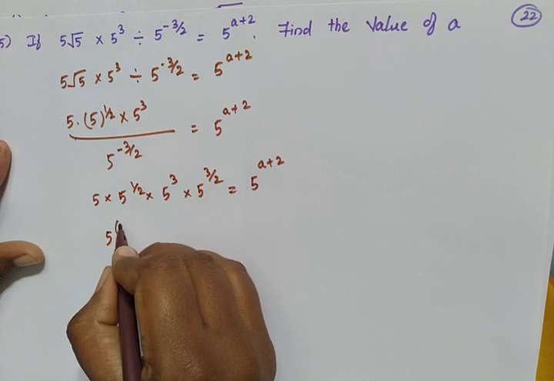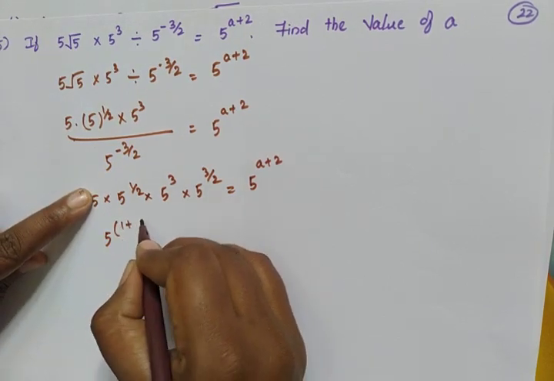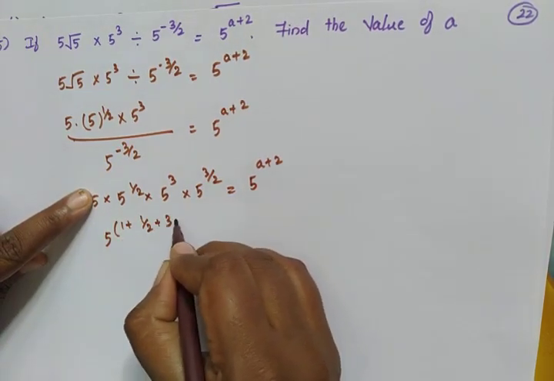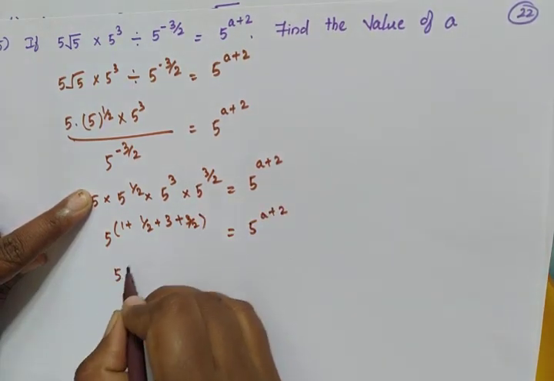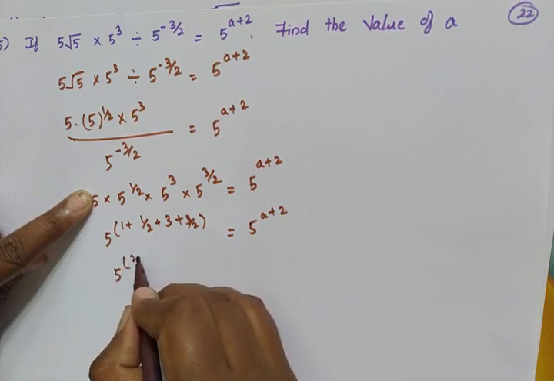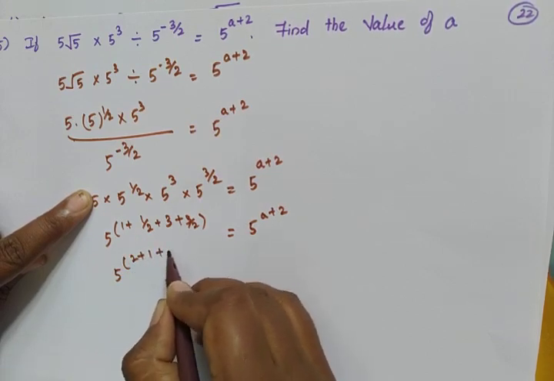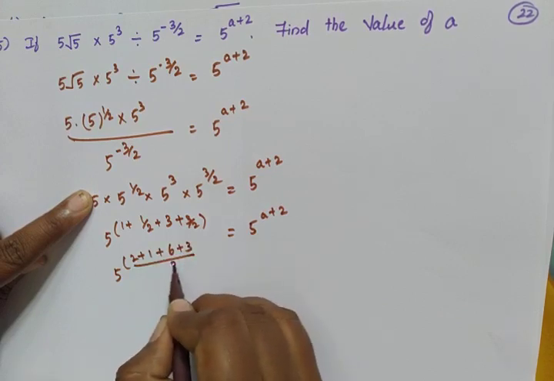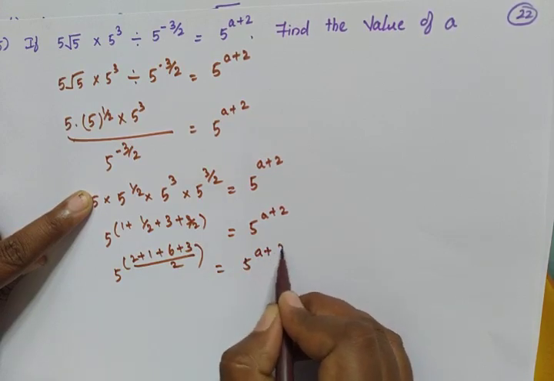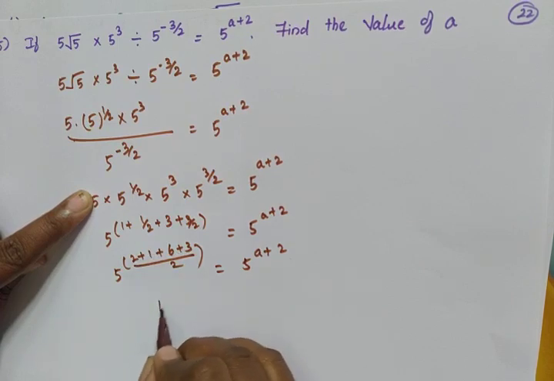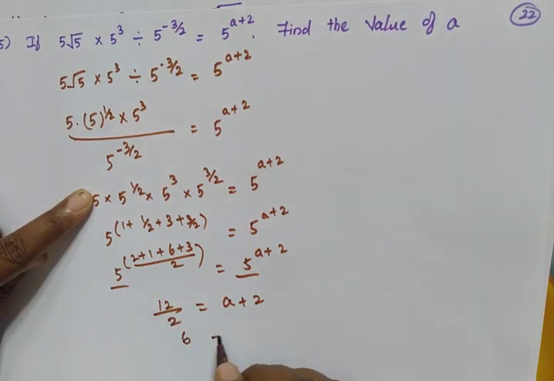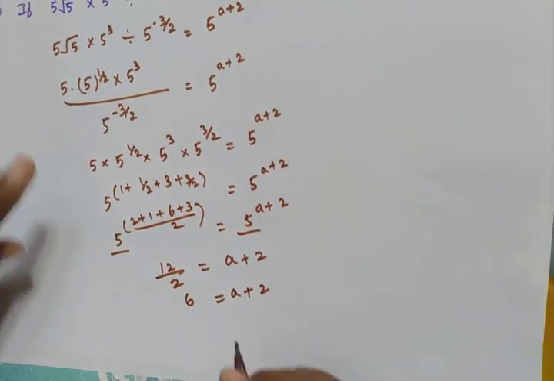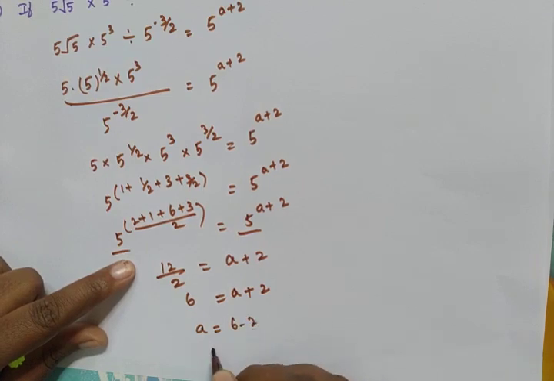5 power, now here we have power as 1 plus 1 by 2 plus 3 plus 3 by 2, which is equal to 5 power a plus 2. Now 5 power, notice this, take LCM, 2 plus 1 plus 3 into 2 is 6, plus 3 by 2, which is equal to 5 power a plus 2. Now 6, 10, 12. 12 by 2, which is equal to a plus 2, because here bases are common. So 6 is equal to a plus 2. Or we can write a is equal to 6 minus 2 is equal to 4. This is the answer for this problem.